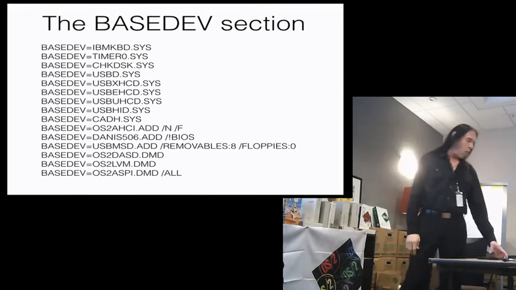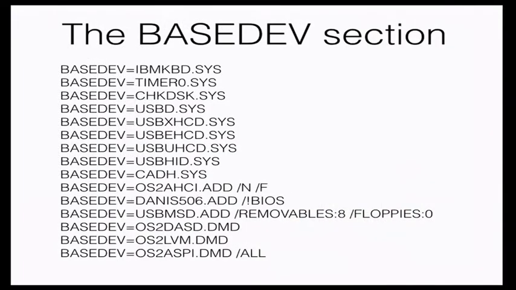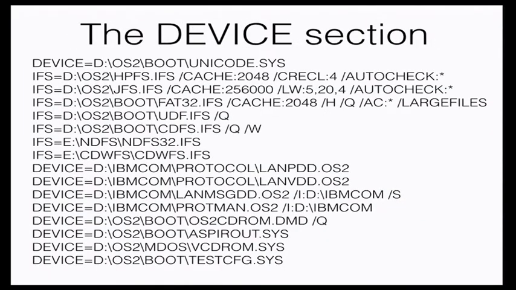Then we have a whole bunch of other stuff in the device driver section. And it's kind of a mixture of IFS, which is installable file systems, and device drivers. You kind of need to have the Unicode driver first because other things depend on it, like JFS depends on Unicode, so it's got to be first. The device drivers load in the order presented, which is why ordering is very important here.